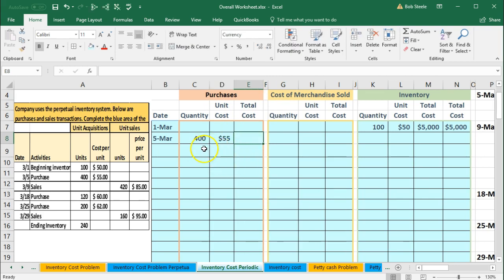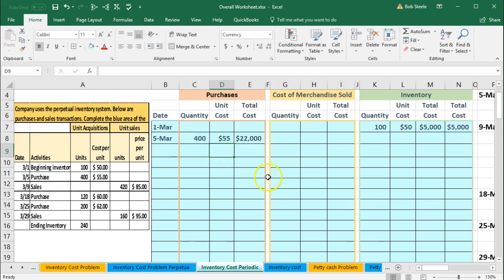And then we're going to multiply these out, and we're going to convert from units to dollars. So in E8, we're going to say equals, point to that 400 times the asterisk, point to that 55, and enter. And that'll give us our total being $22,000 worth of inventory.